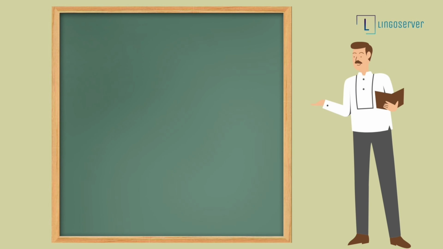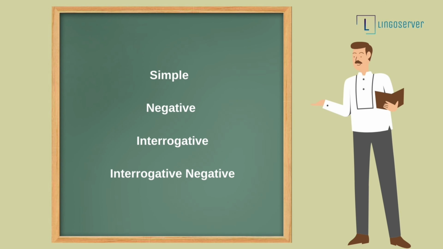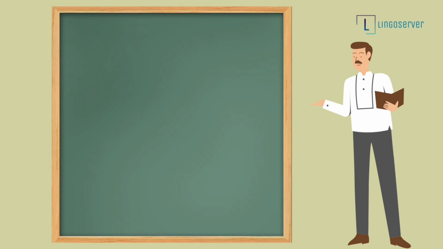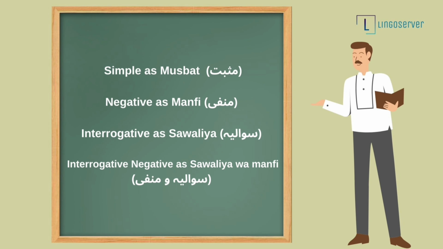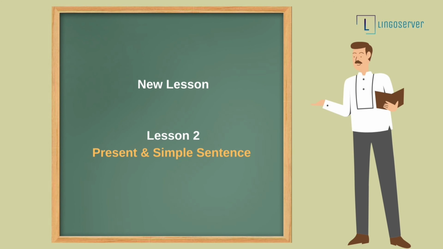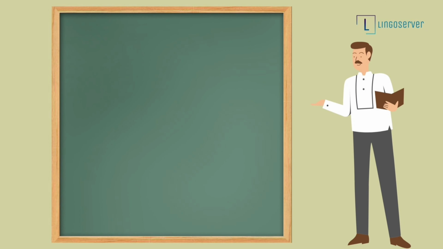We have also learned that in every language, we will find only four kinds of sentences: simple sentence, negative sentence, interrogative sentence, and interrogative cum negative sentence. In Urdu, we'll say simple as musbat, negative as manfi, interrogative as sawaliya, and interrogative cum negative as sawaliya wa nafi. And now we are going to learn today's lesson.